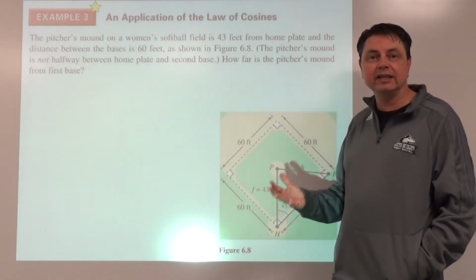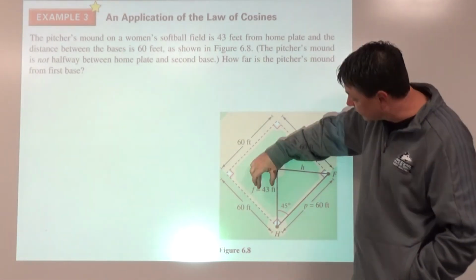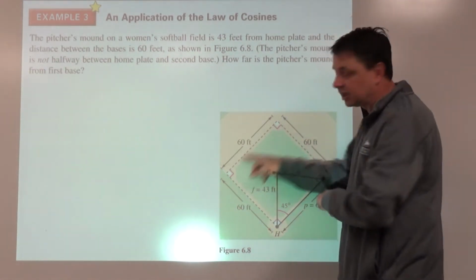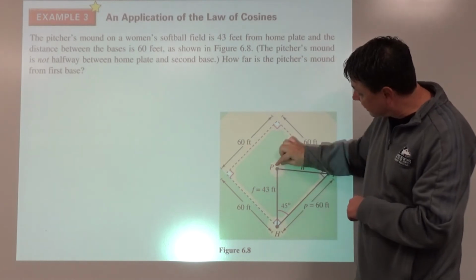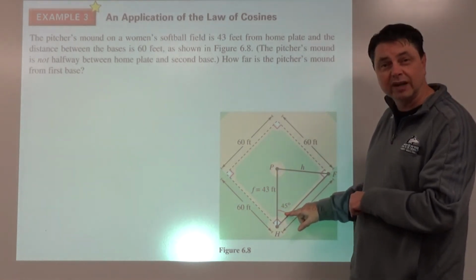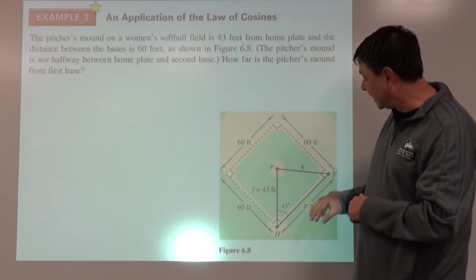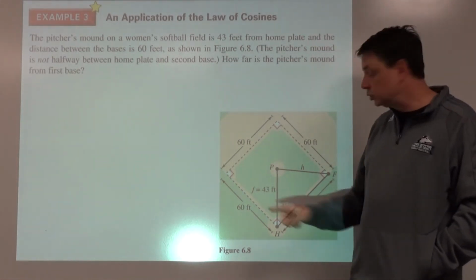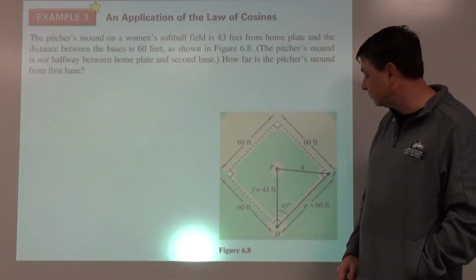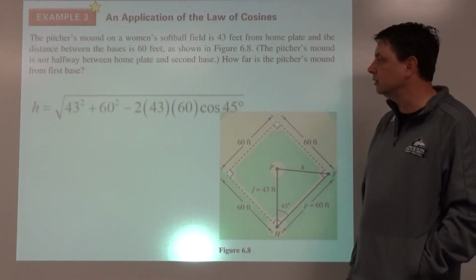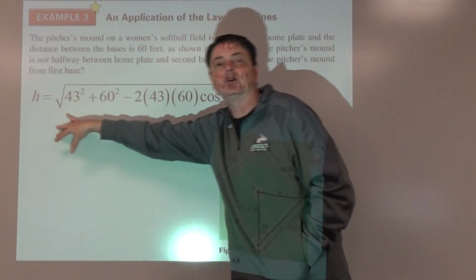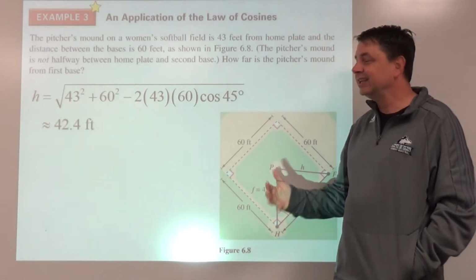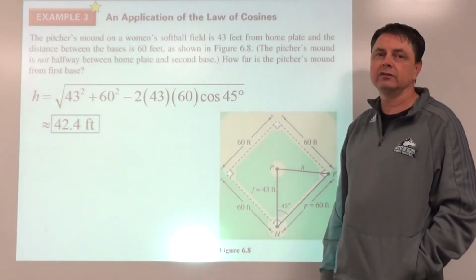So it's a fairly easy law of cosines problem, where we have side, angle, side. Since we're talking about a square here, and this is 90 degrees, it is split equally as 45 degrees. So side, angle, side, we're ready to go. 43 squared plus 60 squared minus 2 times their product times the cosine of 45 degrees. That would be h squared, or we can proceed directly to h equals the square root there. Type that in. You get about 42.4 feet.